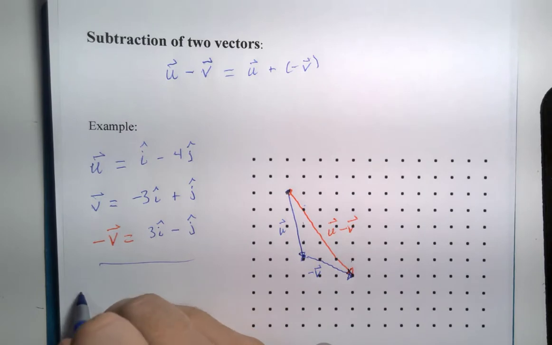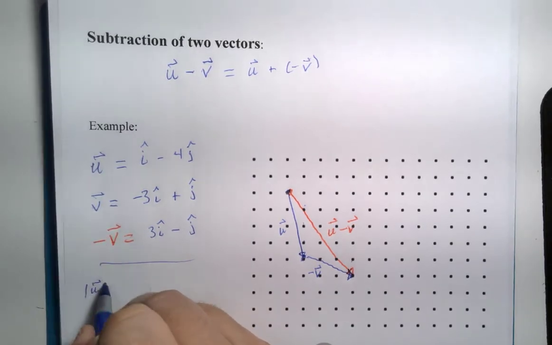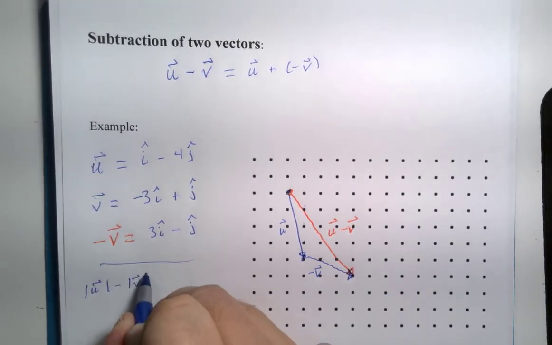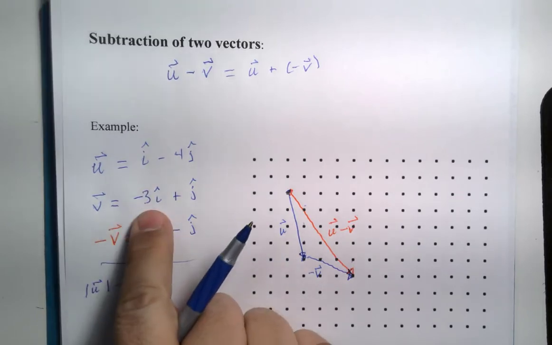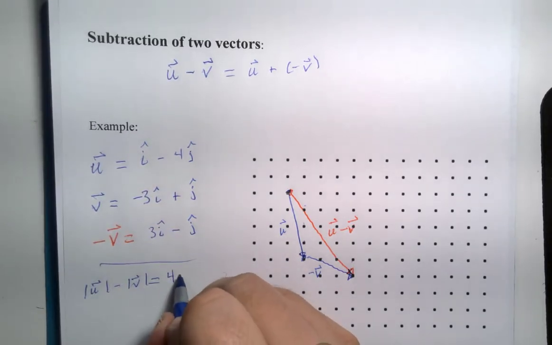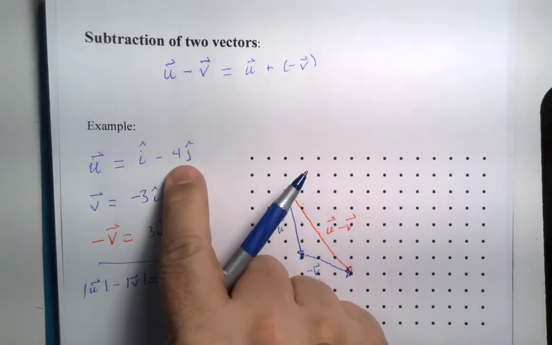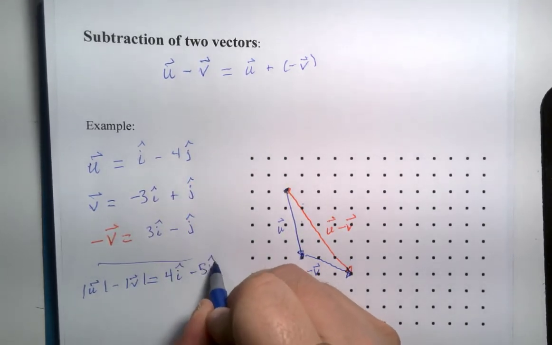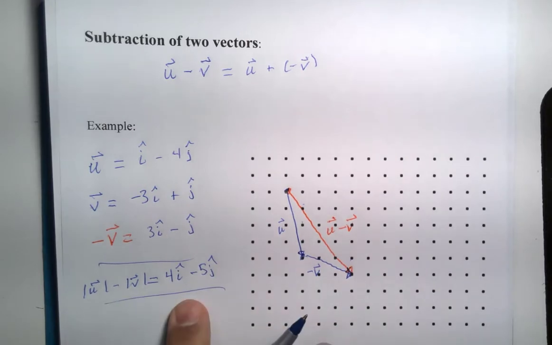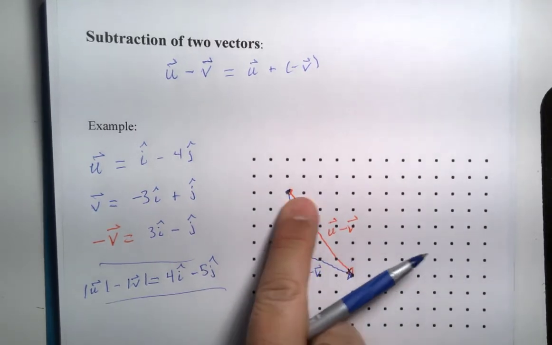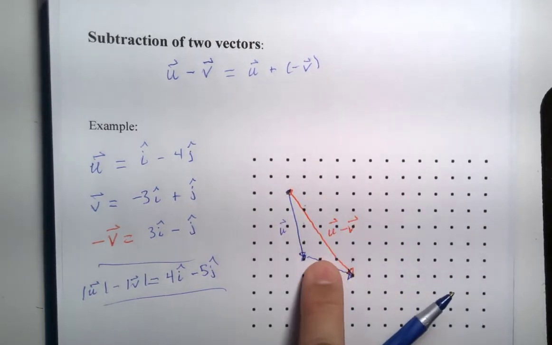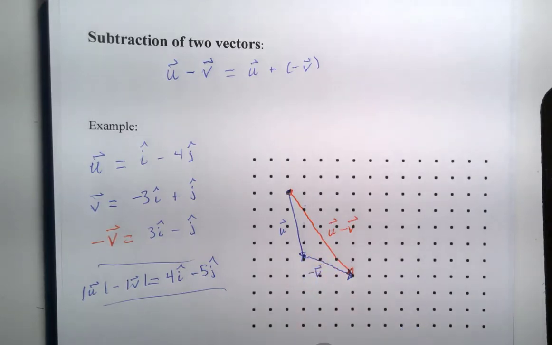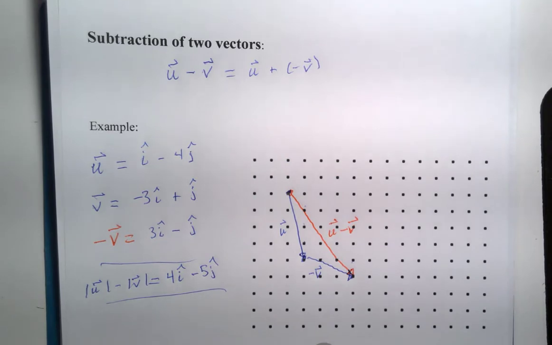Or we can just do some arithmetic. Vector u minus vector v. 1 minus a negative 3 is positive 4. Negative 4 minus one more is negative 5. And that would be the red vector here. Right 4, down 5 units. Ta-da! Subtraction, not too difficult. Now let me show you a different visual example.